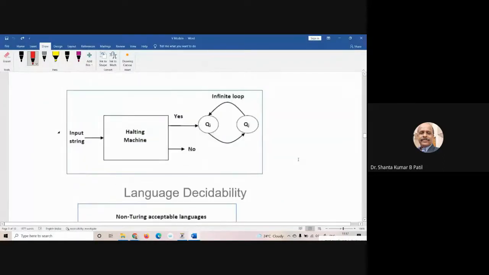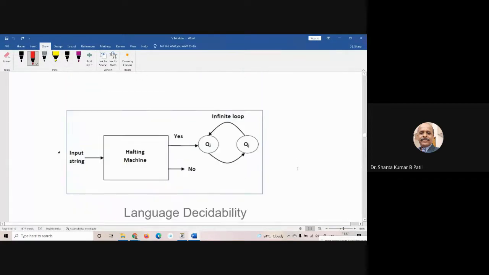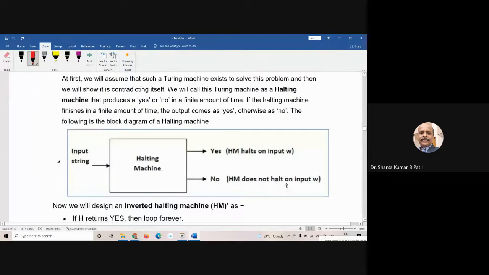Okay, so in the previous class, we were discussing the halting problem. In the case of the halting problem, if the Turing machine accepts the input string, it halts on the final state. If it is not accepting the input string, it halts somewhere in between, in an intermediate state. So this problem of the Turing machine, we call the halting Turing machine problem.